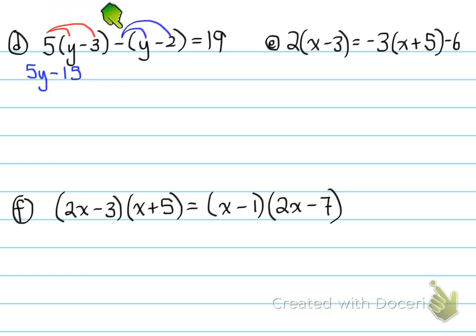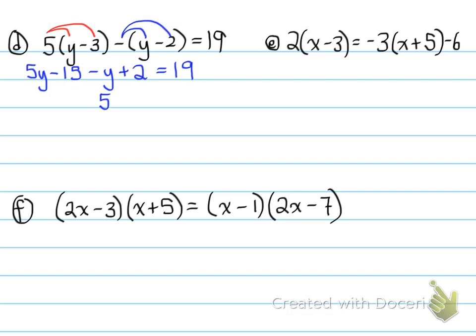Now, how come the 5 didn't multiply over here? Well, once the bracket ends, so does multiplying the 5 out. So once the bracket ends, so does distributing the 5. So 5y minus 15, and then we have minus y plus 2, and that equals 19.